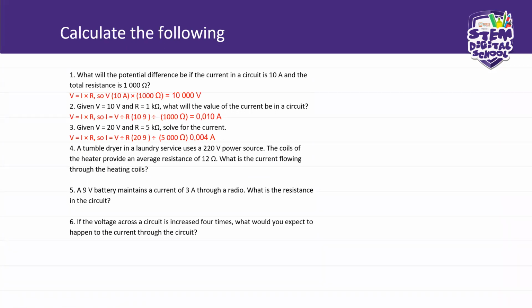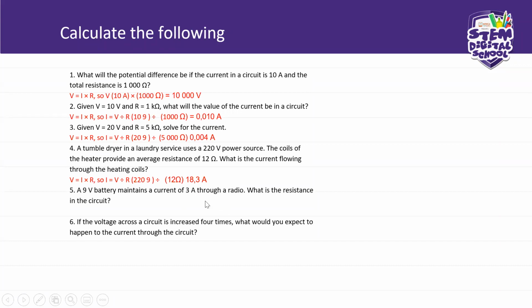You will divide voltage by resistance to get your answer. 18.33 or 18.34. Yes, Tando, 18.3 amps. You're correct, Tando.